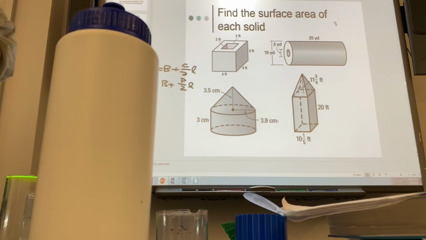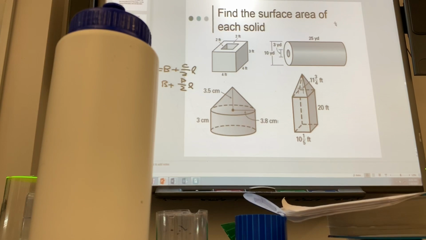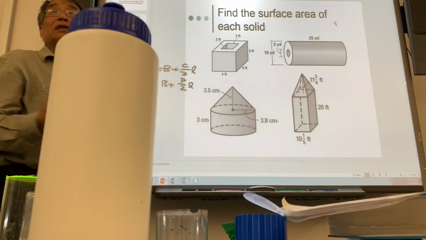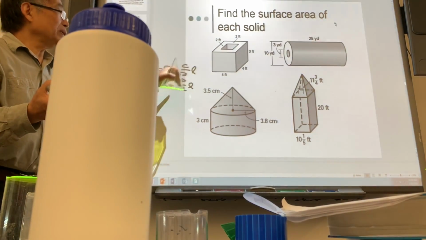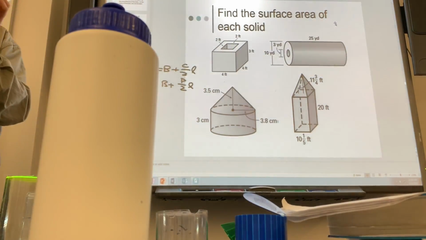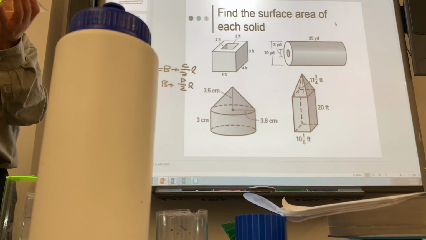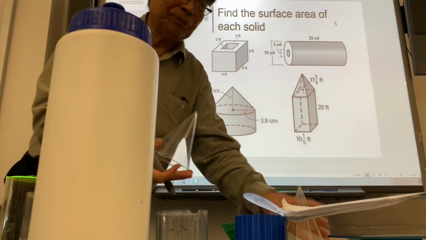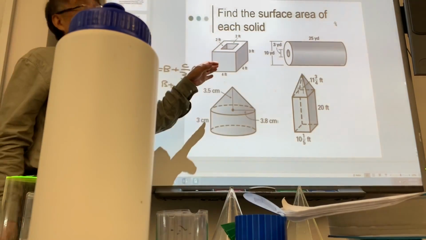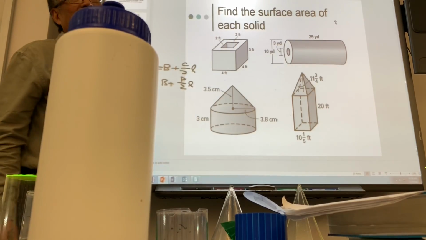For instance, what is the base area for this? The base is a regular heptagon, so you find its area. But for the cone it is pi r squared. For a pyramid, the base area depends: a 5-gon, 6-gon, 7-gon, whatever. You need to find this area. Do you understand, please?